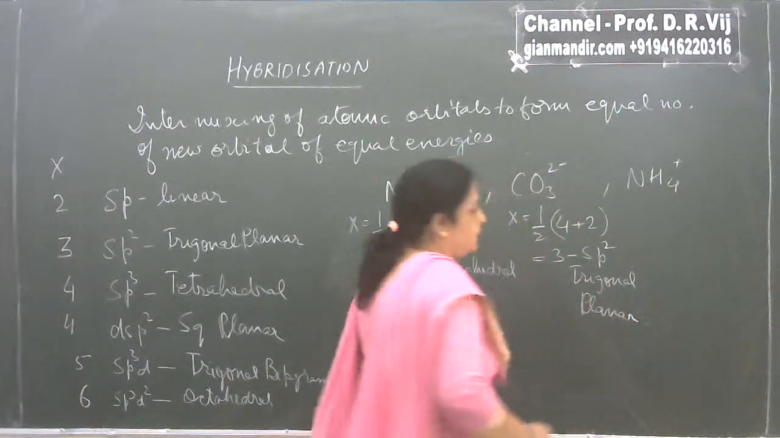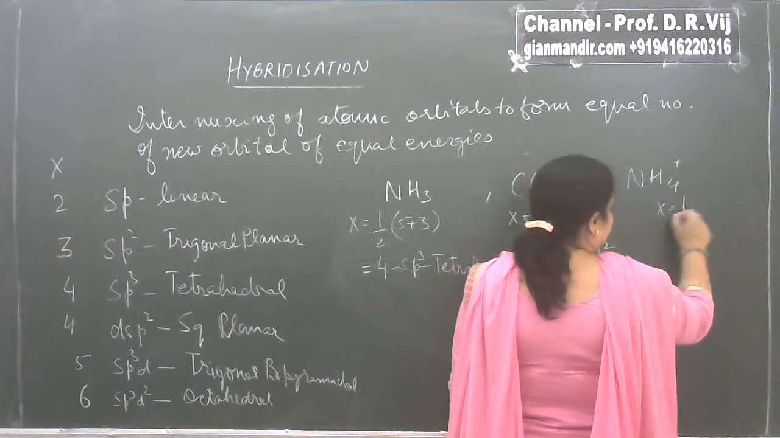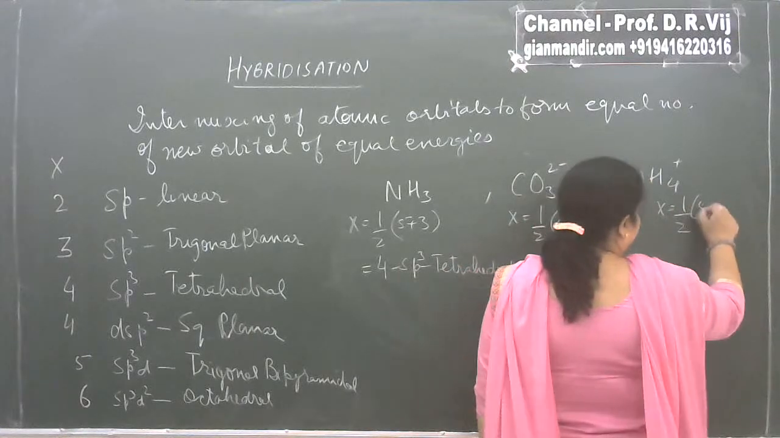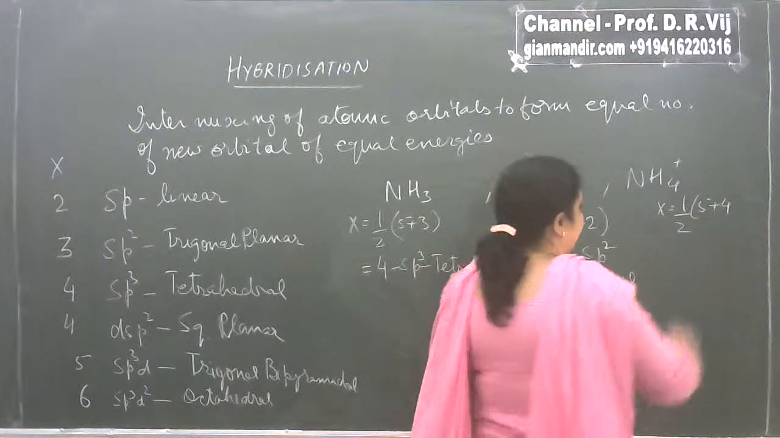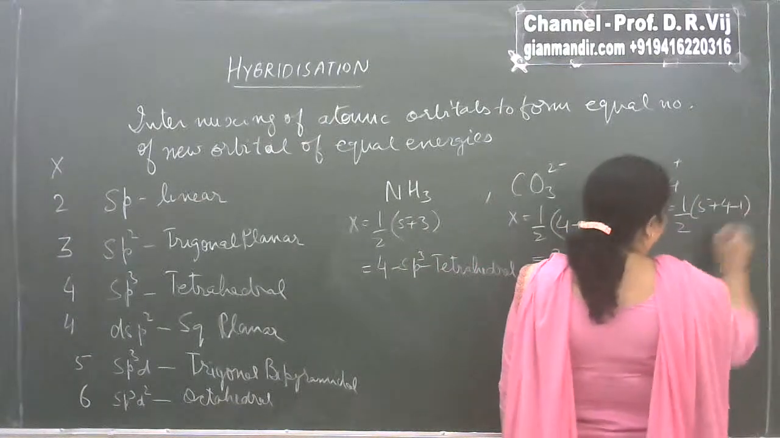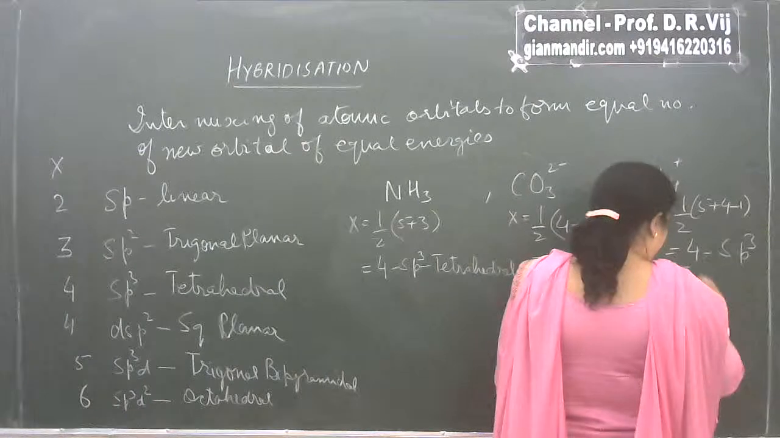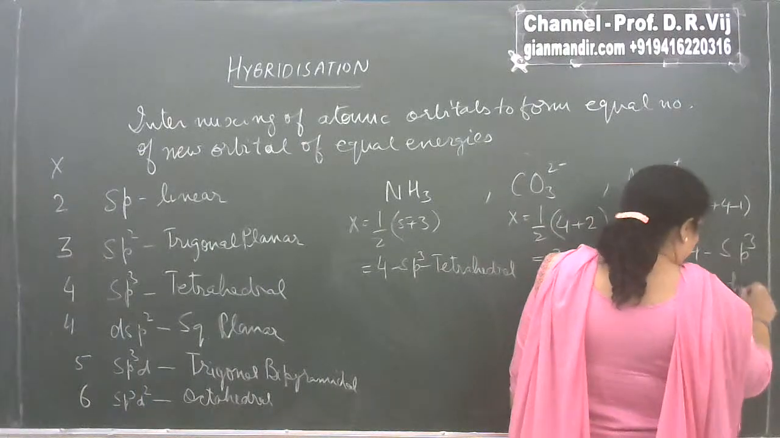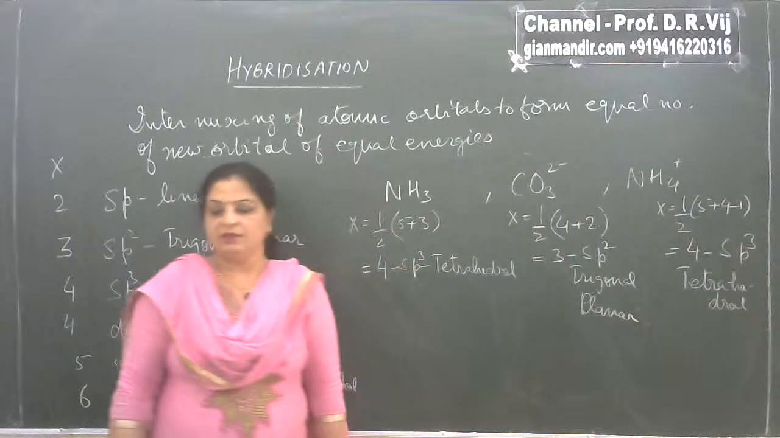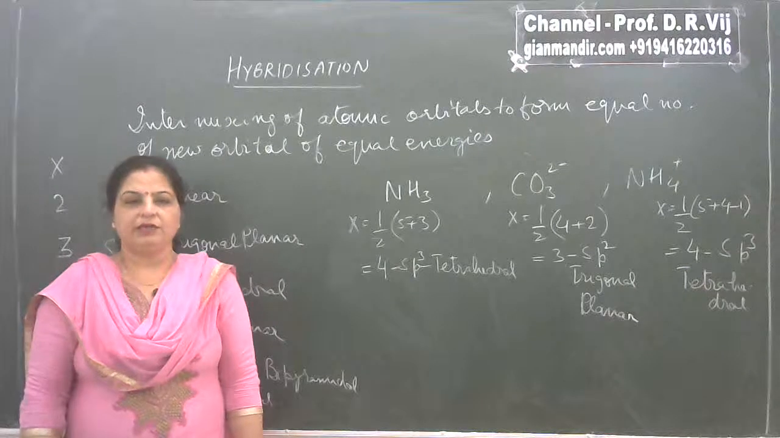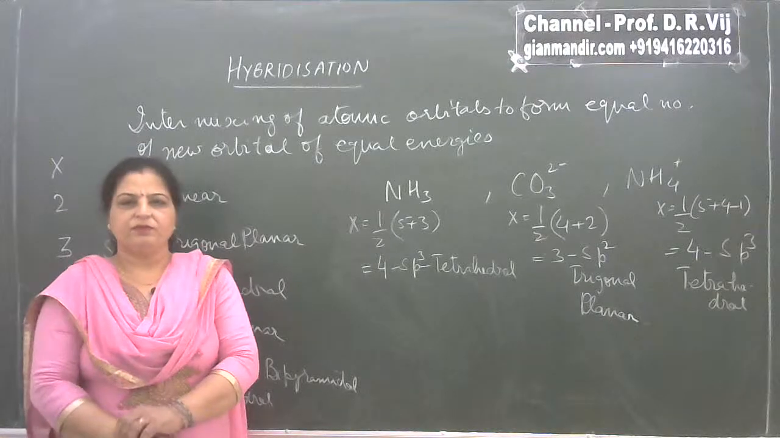And if we talk about ammonium ion, NH4+, in this case X is equal to half, valence electrons on nitrogen 5, number of monovalent atoms 4, and 1 cation, so minus 1. This also comes out to be 4, so the hybridization is sp3 and the shape here is tetrahedral. It is a very convenient way to find out the shapes and geometries of simple molecules, and if there is a lone pair on the central atom, then the geometry is going to be distorted, right?